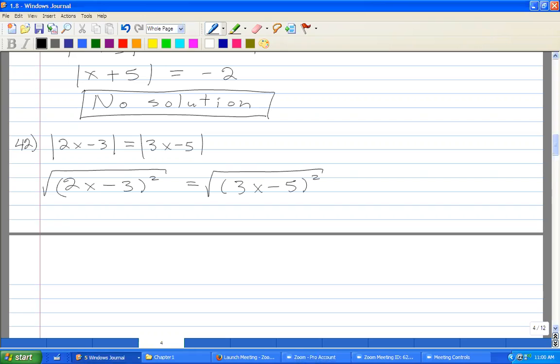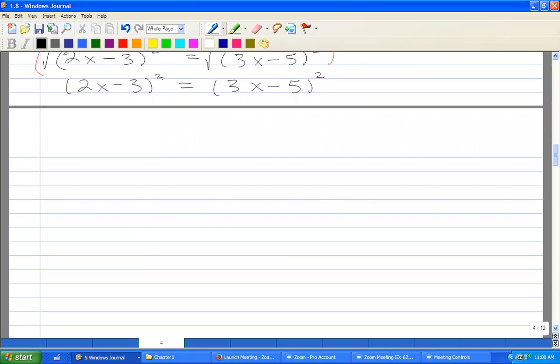So the way to solve this is just to square both sides of your equation. This is a radical equation, but each of the radicals are solved on one side of the equation. So I can just square both sides of my equation to get rid of the square root. So this just says 2x minus 3 squared equals 3x minus 5 squared.